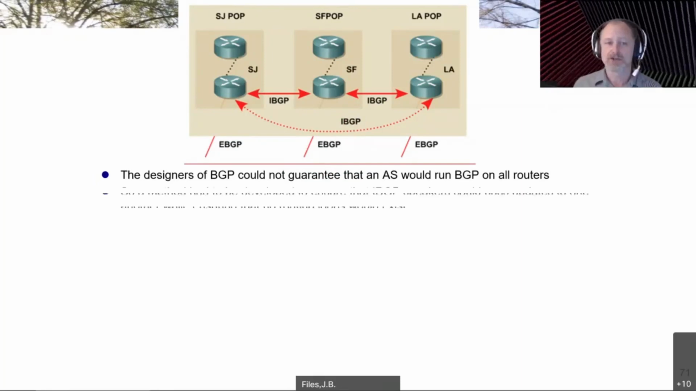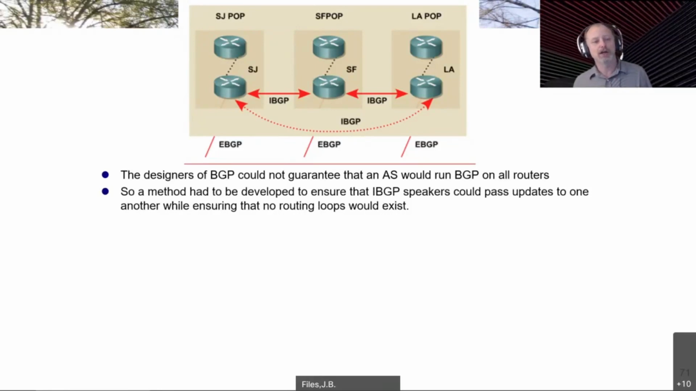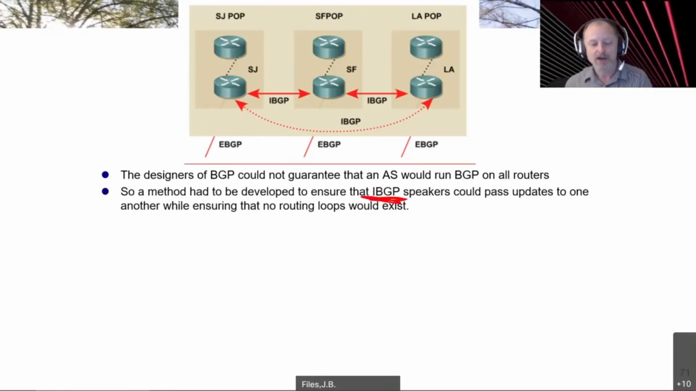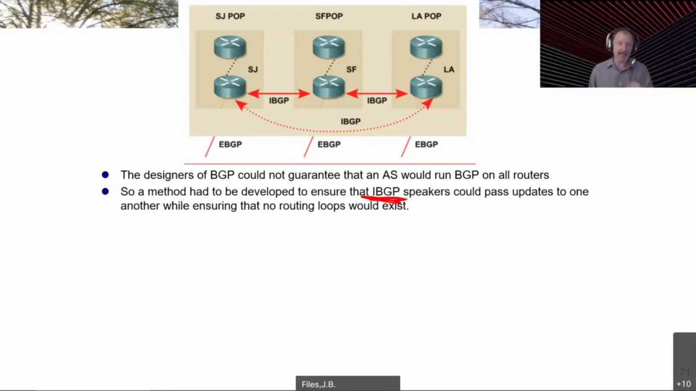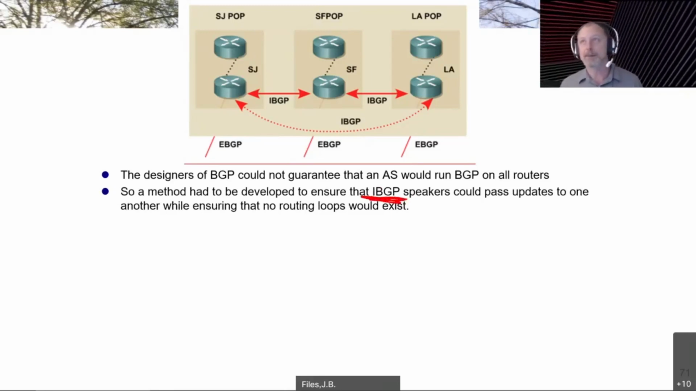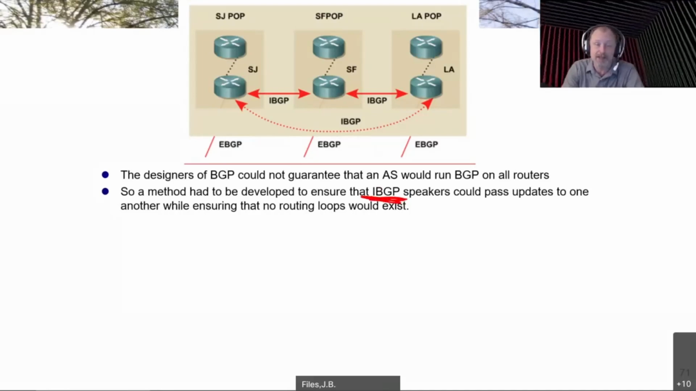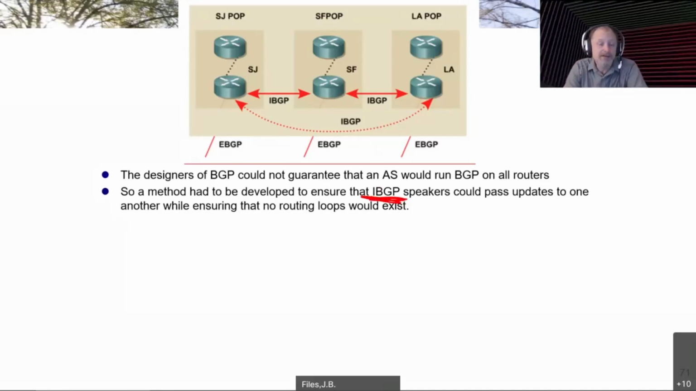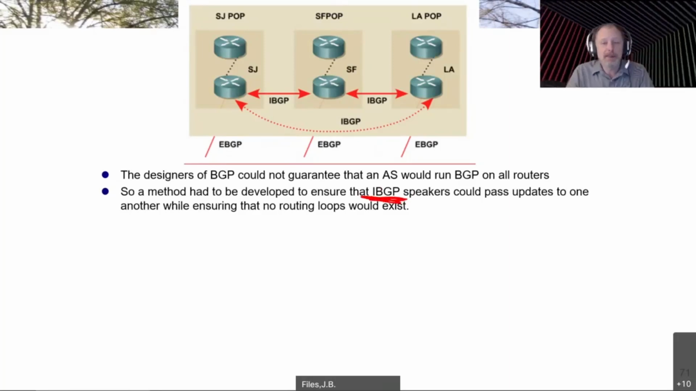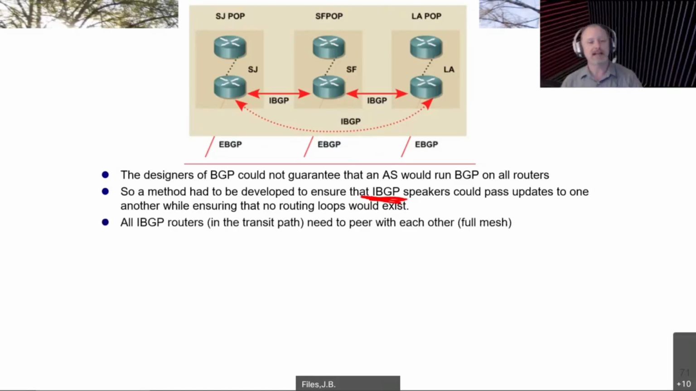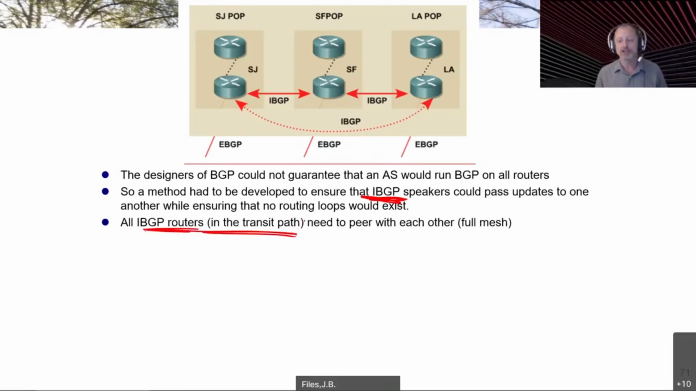So there had to be a method to make sure that iBGP routers could pass updates to each other without creating loops inside. The BGP protocol can prevent loops on an autonomous-system-by-autonomous-system basis, but not inside of an autonomous system itself. So the method that they chose is they basically said all iBGP routers in the transit path have to peer with each other.